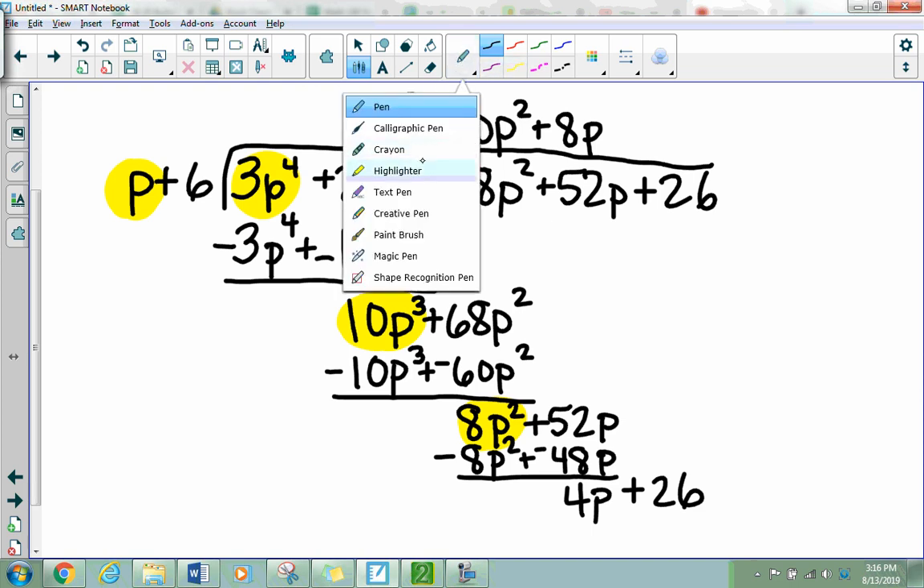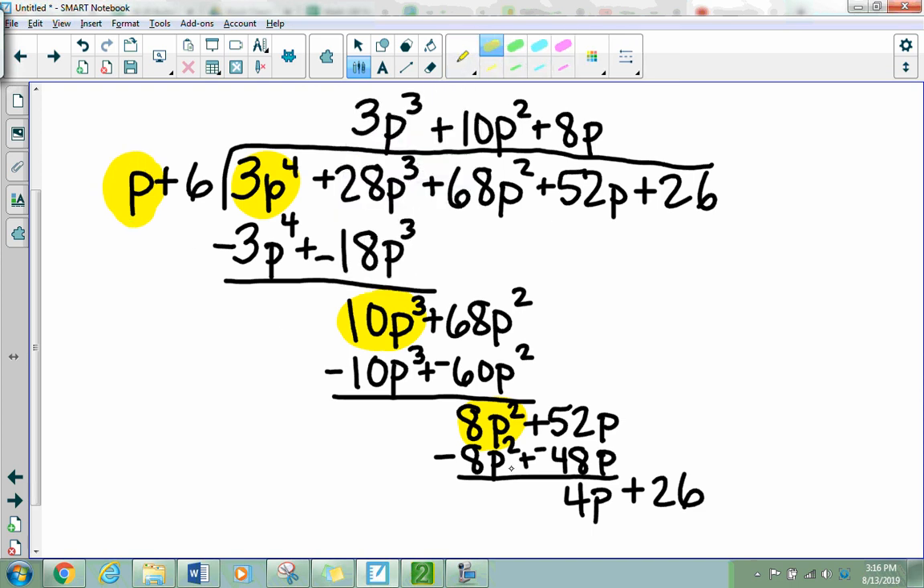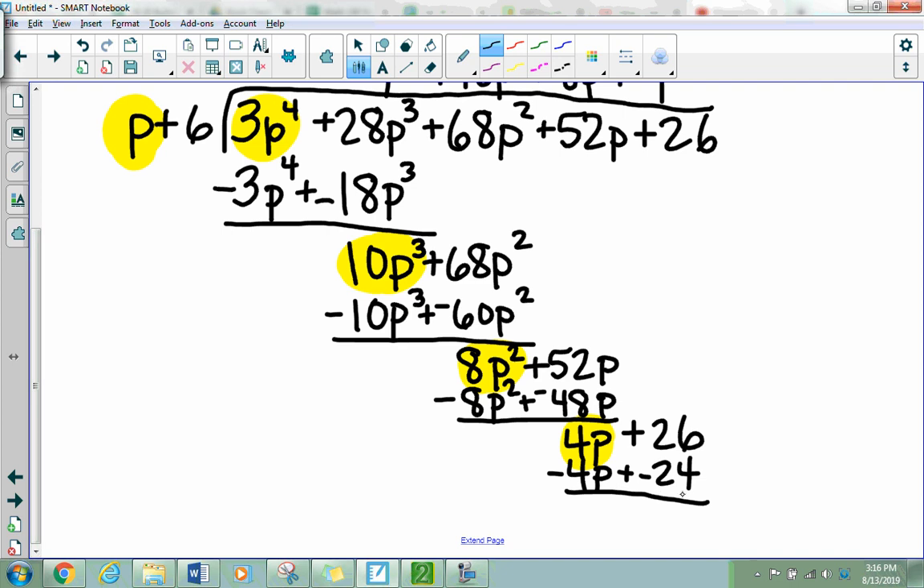So now, what do I multiply p by to make it say 4p? All I'd have to multiply that by there would be a positive 4. If I multiply the 4 around, 4 times p makes 4p. 4 times 6 would make a positive 24. Change both signs so I can subtract. And you'll notice this isn't ideal, but it happens pretty regularly when you're dividing. The 4p minus 4p cancels out, but 26 minus 24 leaves me with a remainder of 2. I would love it if it left us with no remainder, but that just doesn't always happen.